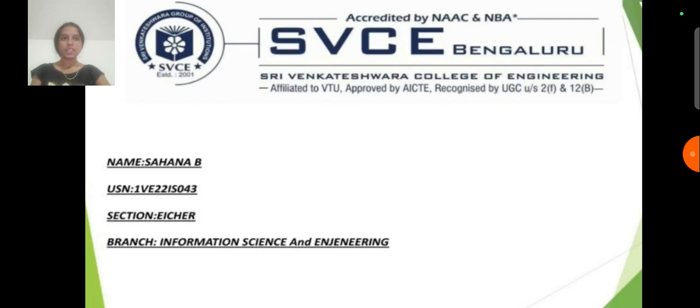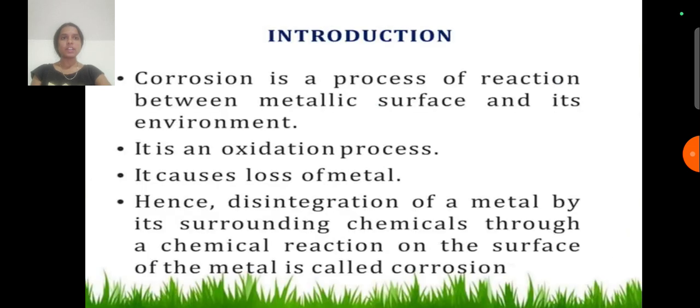And today in this video, I'll be discussing the topic of corrosion. Introduction of corrosion. Corrosion is a process of reaction between a metallic surface and its environment. It is an oxidation process. It causes loss of metal and disintegration of a metal by its surrounding chemicals through a chemical reaction on the surface of the metal, which is called corrosion. This is the introduction of corrosion.